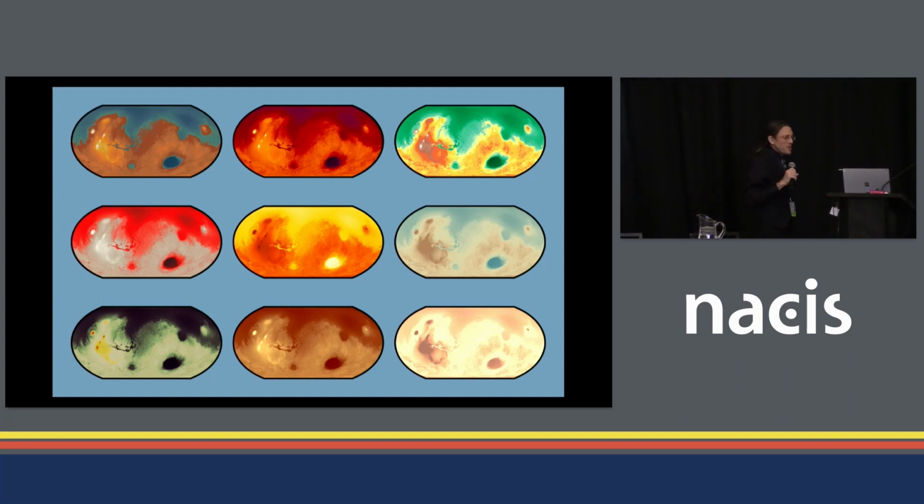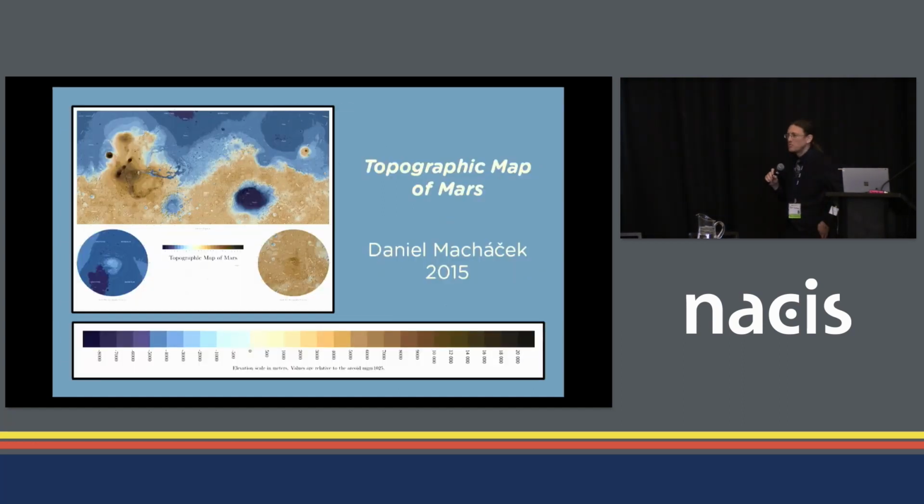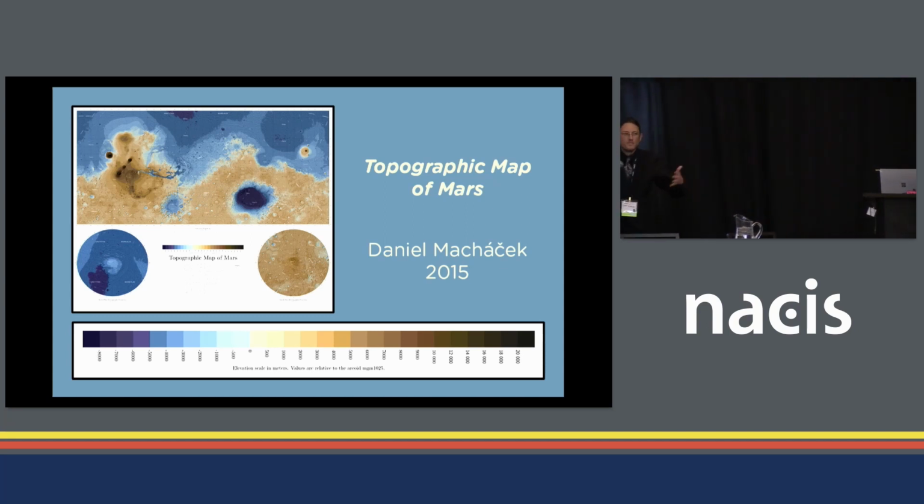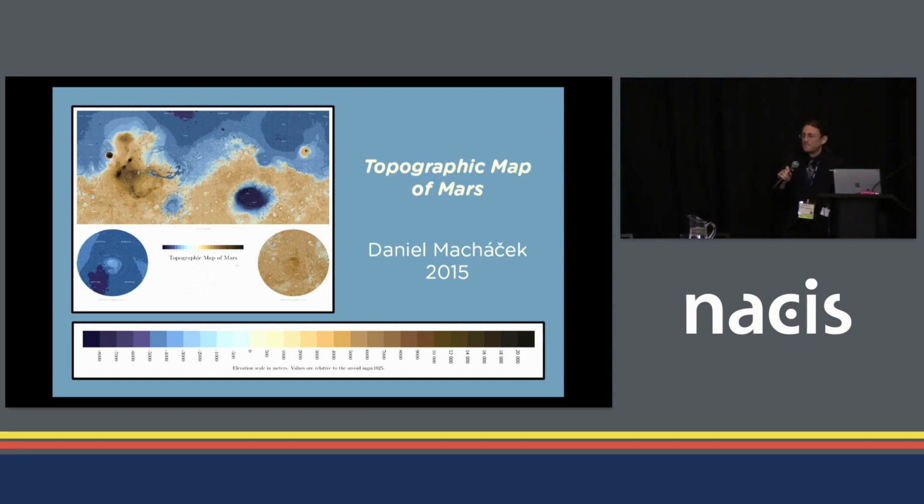So when people make Mars maps, as they do from time to time, one of the things that they will show on those maps is elevations, and they will do this through some kind of color scheme, and that's a hypsometric tint. That's just cartographic jargon for colors that show elevations.